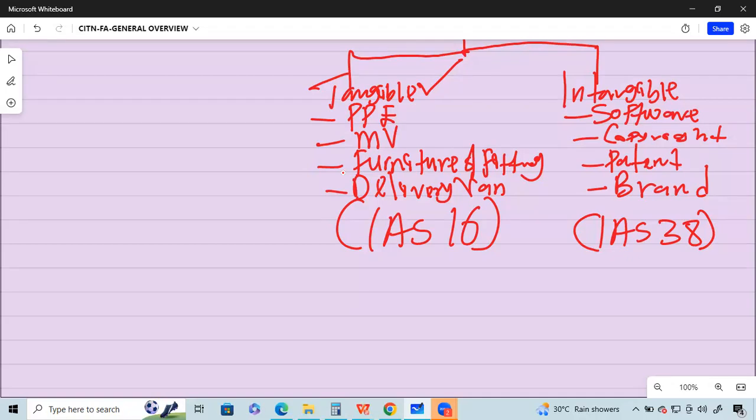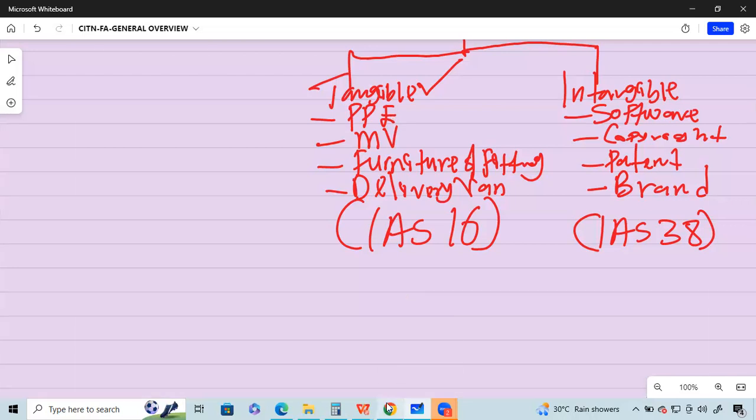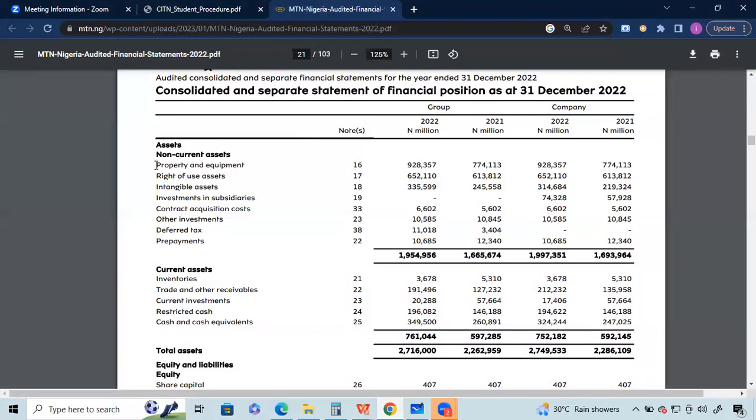For tangible, one of the regulatory standards is IAS 16. And IAS 16 means Property, Plant, and Equipment. So these are examples of non-current assets: PPE, right-of-use assets. They also have intangible assets, investment in subsidiary, contract acquisition costs, other investments.